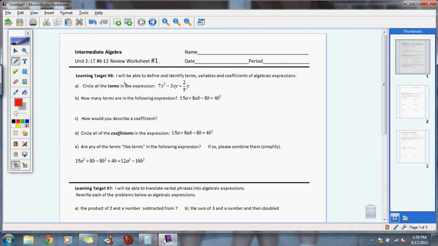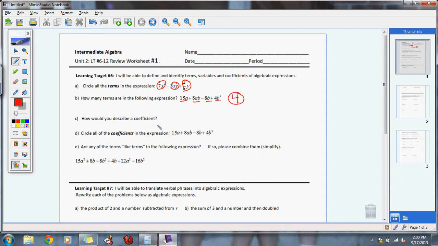All right, for the first learning target, number 6 here, circle all the terms in this expression. So what we want to do is make sure we are circling the numbers and the variables. So there's 1 term, 2 terms, and 3 terms to that problem. Terms are separated by addition and subtraction. How many terms are in the following expression? There are no like terms here, so we say there's 1, 2, 3, 4. So there are 4 terms in that expression.